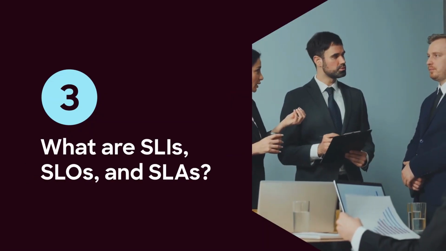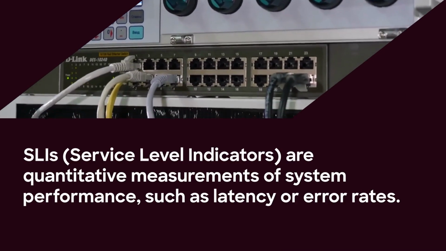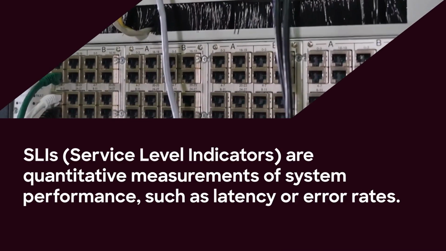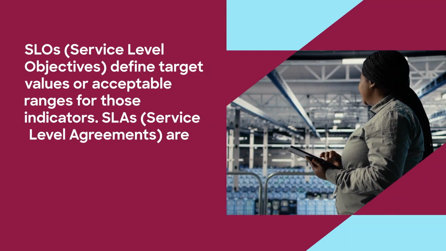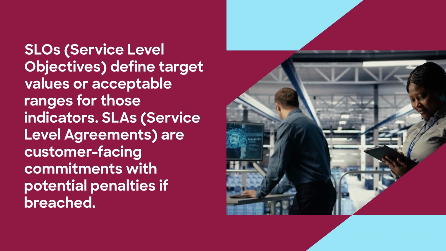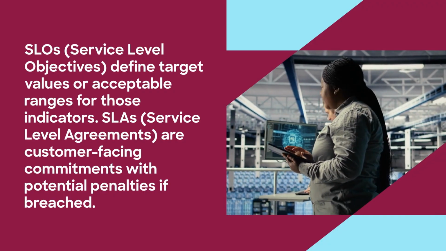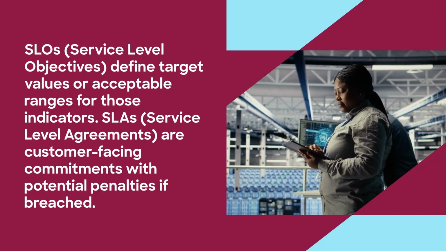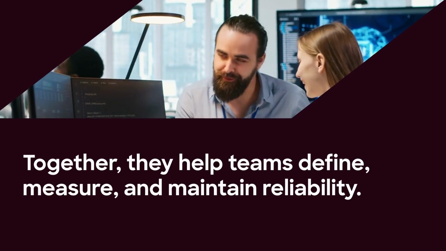3. What are SLIs, SLOs, and SLAs? SLIs, service level indicators, are quantitative measurements of system performance, such as latency or error rates. SLOs, service level objectives, define target values or acceptable ranges for those indicators. SLAs, service level agreements, are customer-facing commitments with potential penalties if breached. Together, they help teams define, measure, and maintain reliability.